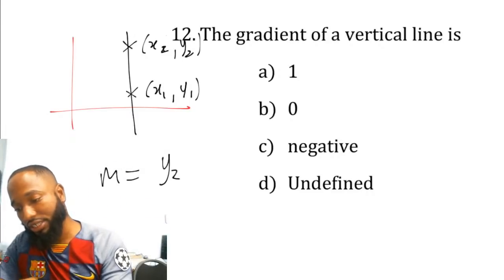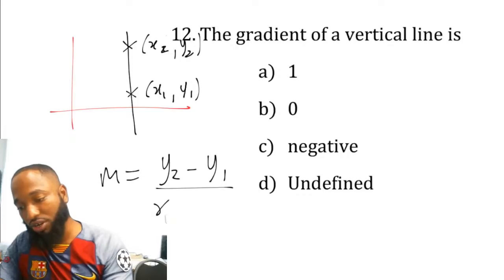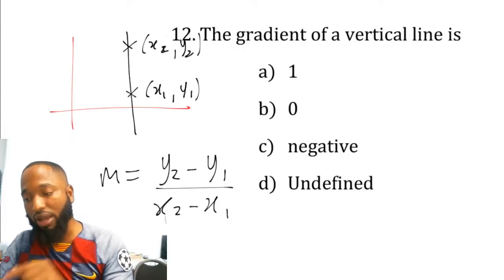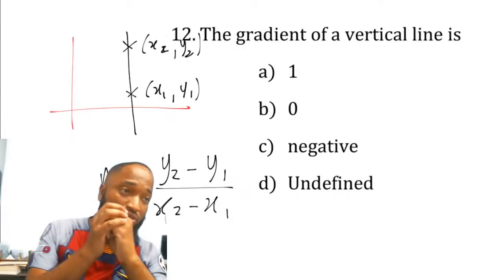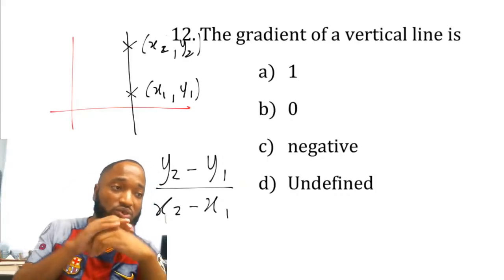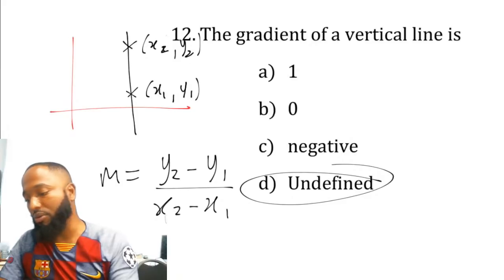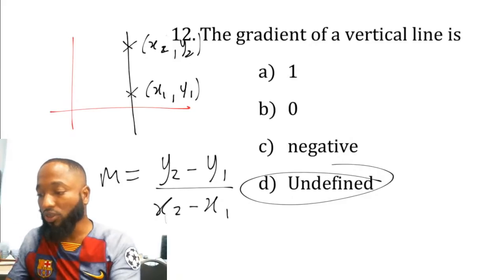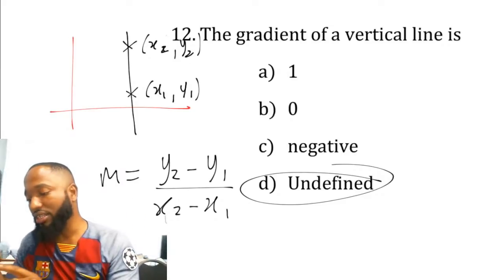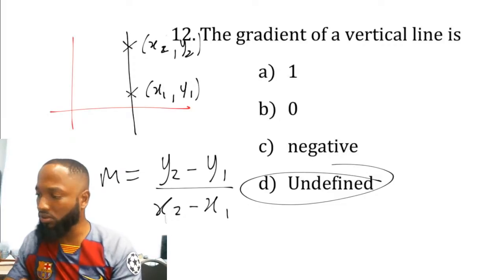And you're going to end up dividing by 0, which is a naughtiness. We don't condone that. So x2 minus x1 will end up being 0, and division by 0 is undefined. So we can take undefined. Let me move forward. So for vertical lines, we don't say the gradient is infinite. We say it's undefined.